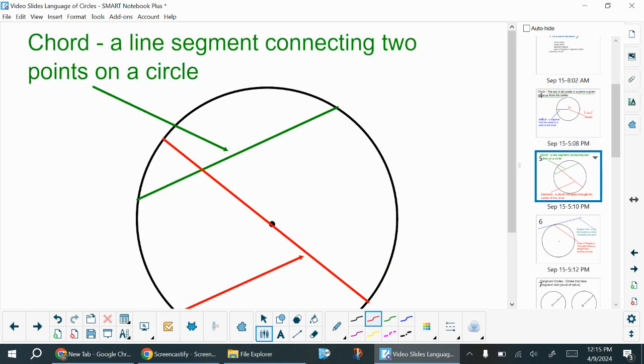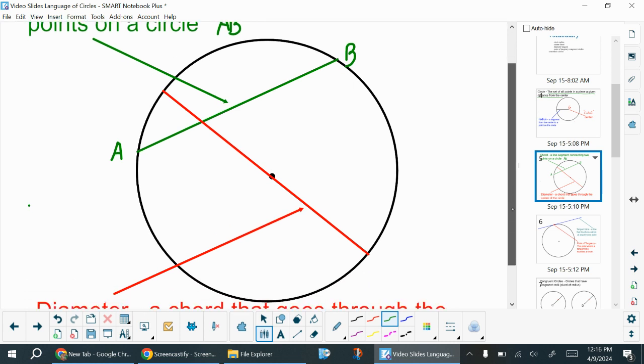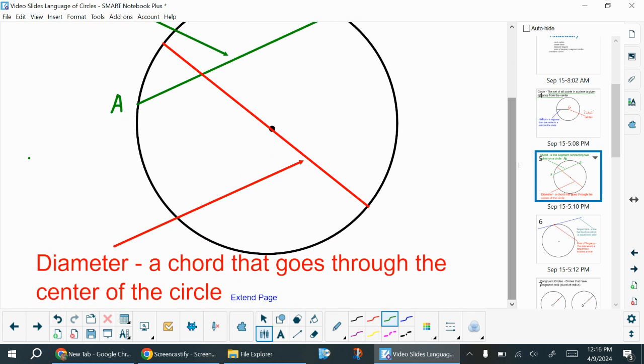From here, we've got a couple of other ones. A chord is just a line segment that connects any 2 points on the circle. So if I have 2 points, I might call them A and B. This chord would be called chord AB. It is a segment, so we use the same exact notation as any other segment, the 2 letters with a line at the top.